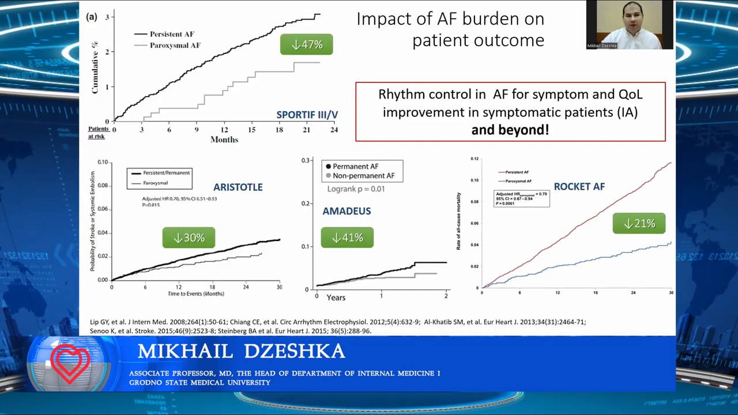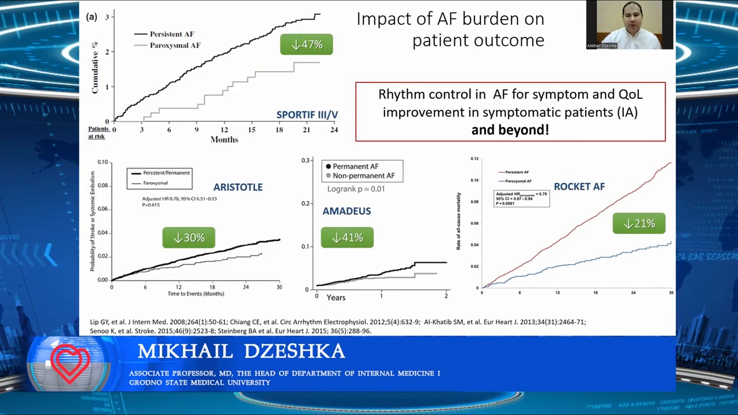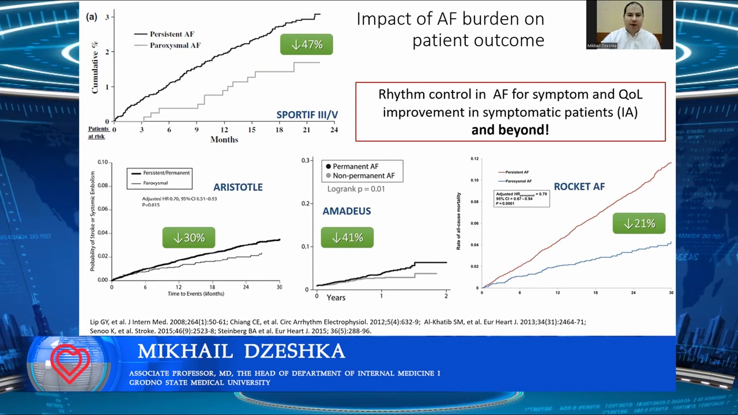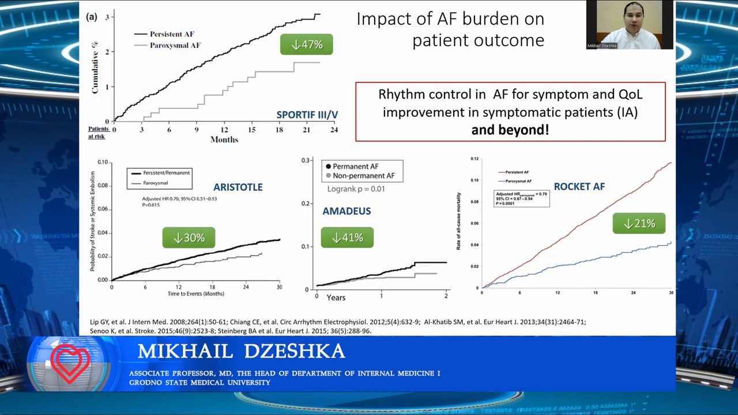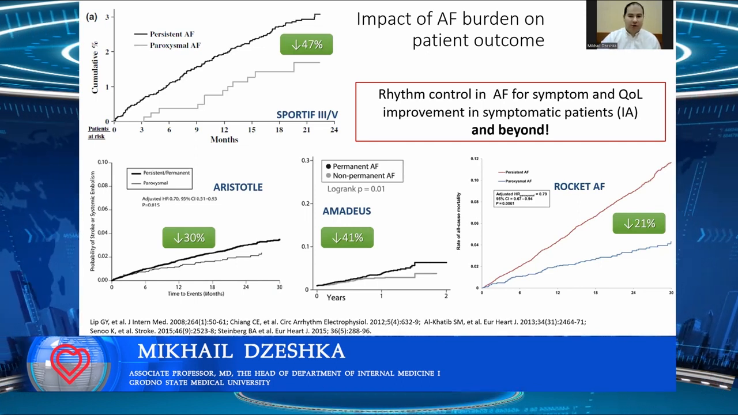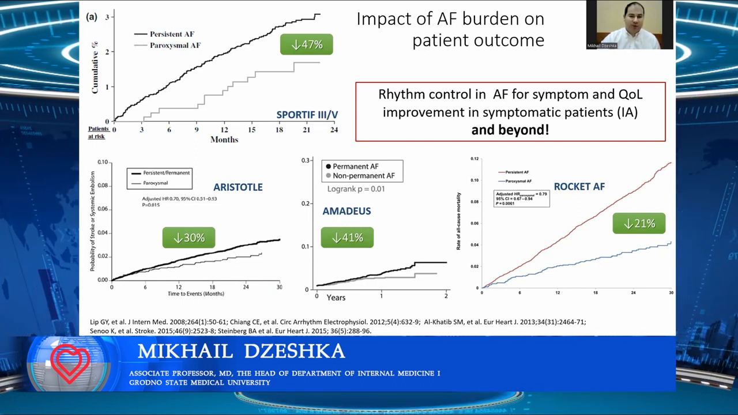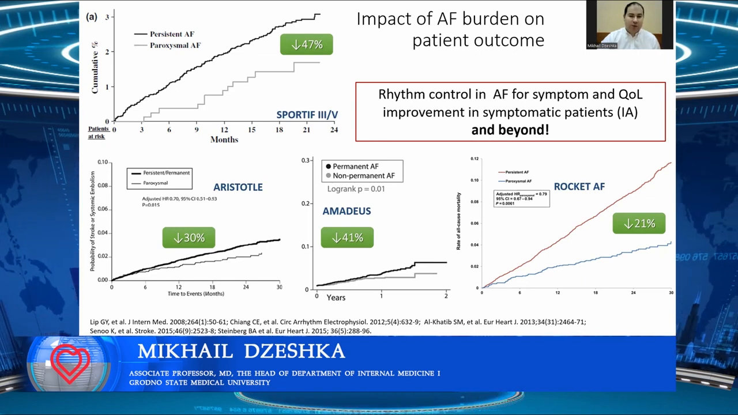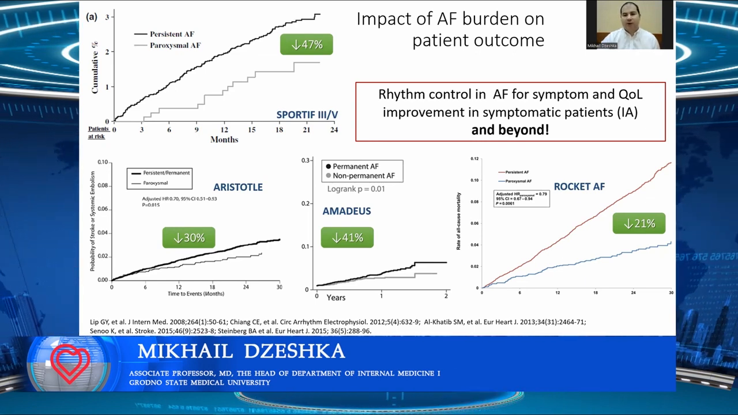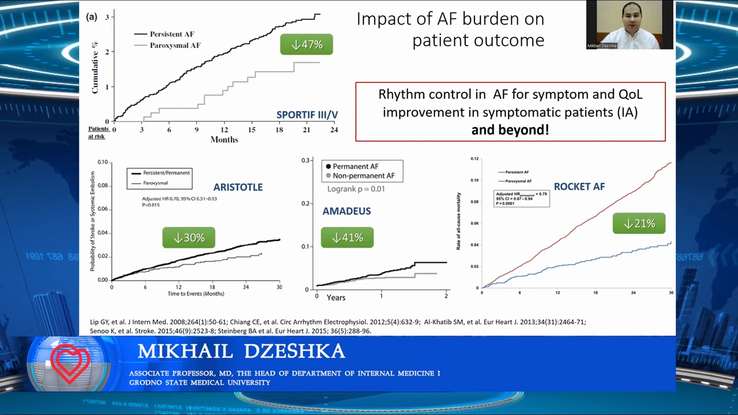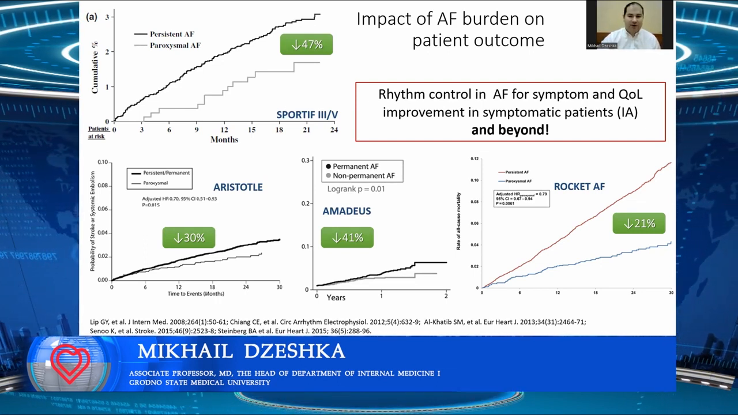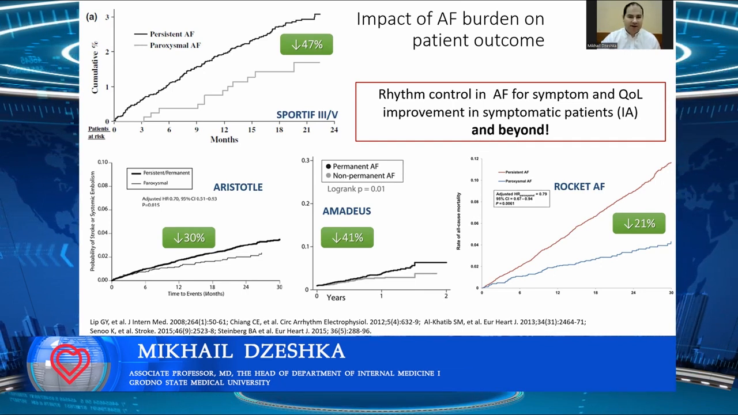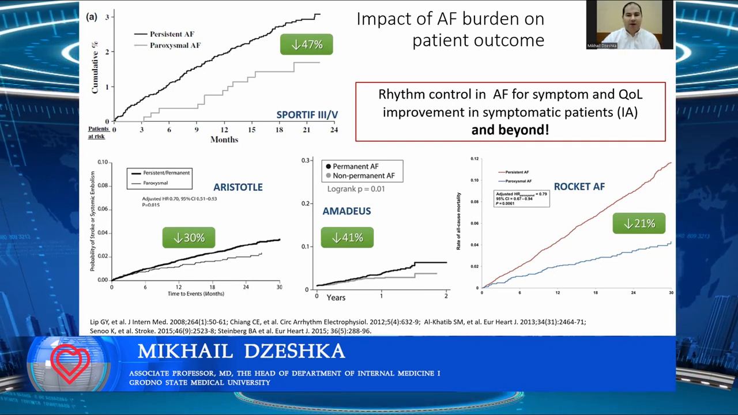In terms of rhythm control strategy in the management of patients with atrial fibrillation, current guidelines advocate rhythm control for reduction of atrial fibrillation-related symptoms and improvement of quality of life as the primary indication. However, rhythm control seems to provide benefits beyond symptomatic improvement. As atrial fibrillation begets atrial fibrillation, sinus rhythm begets sinus rhythm.